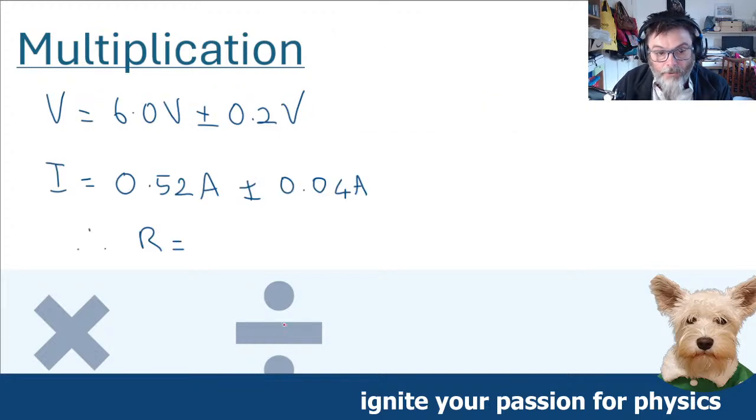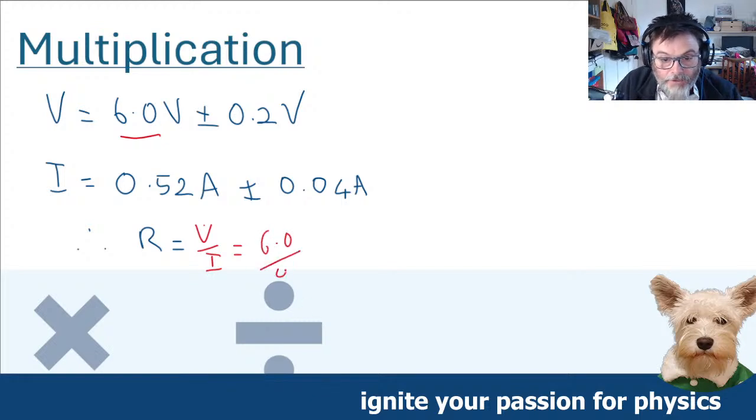So in this example, I have a voltage of 6 volts plus or minus 0.2 volts. So notice that's an absolute error, it's got a unit there, and a current of 0.52 amps, again plus or minus an absolute of 0.04. And you've got to find the resistance. Well, you know how to find the resistance. You just divide the two numbers. So resistance is voltage over current. So we just do 6.0 over 0.52, which will give us a resistance of 11.5 ohms.